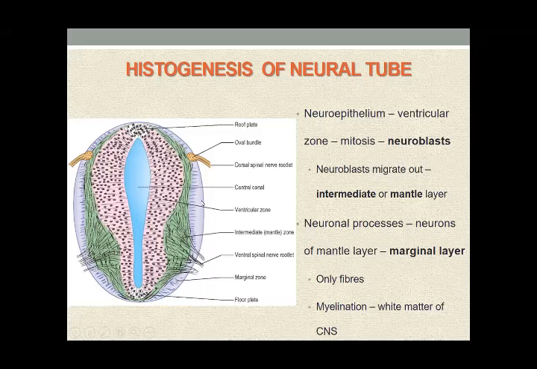So these processes of the neuroblast form a third layer. This third layer is called the marginal layer because it is at the margin. These processes or fibers arising from these neurons undergo myelination, and once they undergo myelination, they form the white matter of the central nervous system.